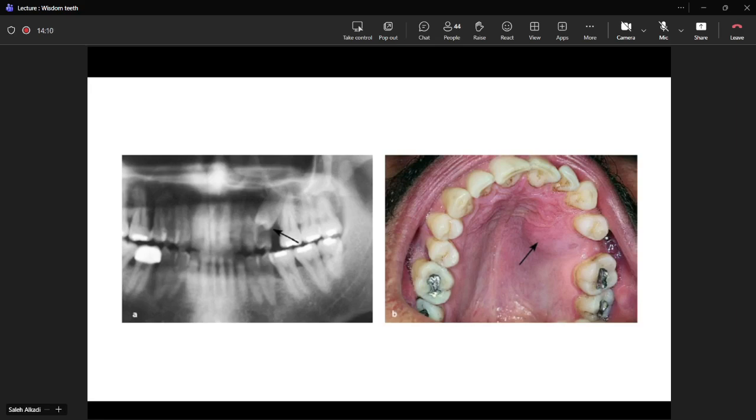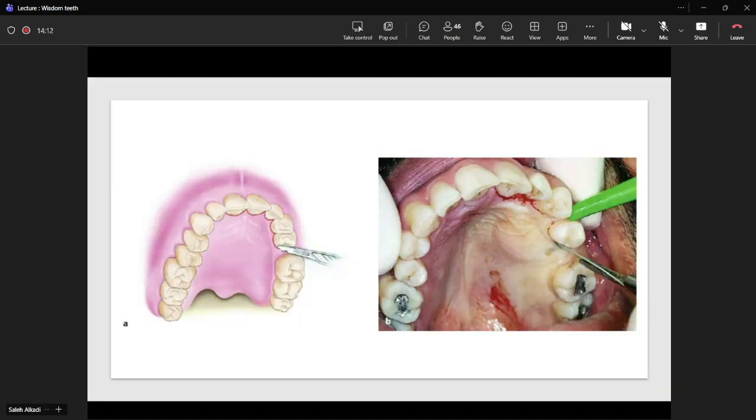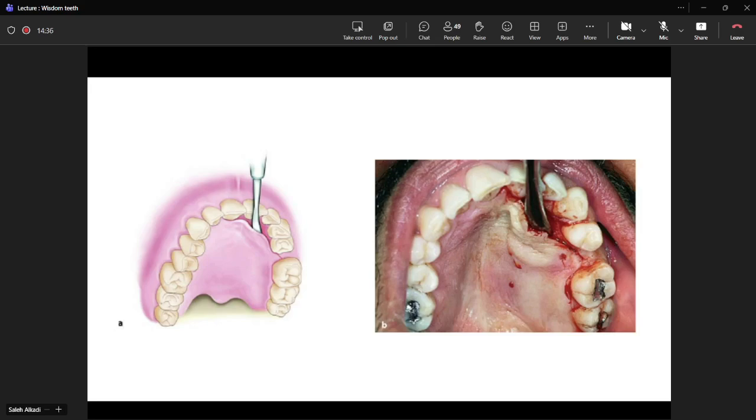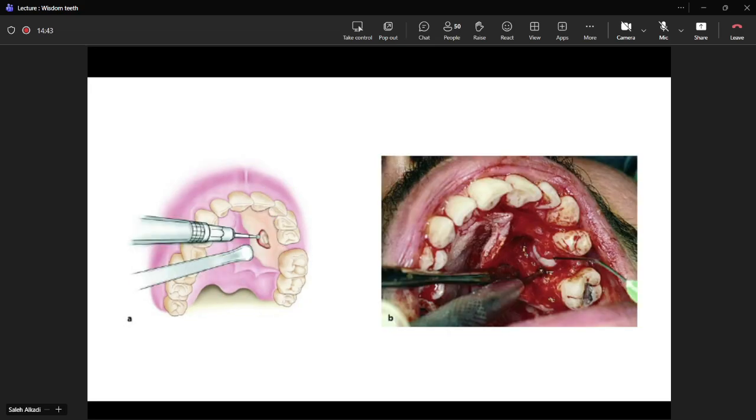So the approach here should be palatal, so we need to raise a palatal flap, with an incision into the gingival sulcus of the surrounding teeth, and then in the crest of the ridge, where the missing tooth is supposed to be, and then complete your incision posteriorly at the gingival sulcus of the posterior teeth. You raise the palatal flap. As you can see here, we don't do any vertical releasing incision, just like an envelope flap. So we raise the flap.